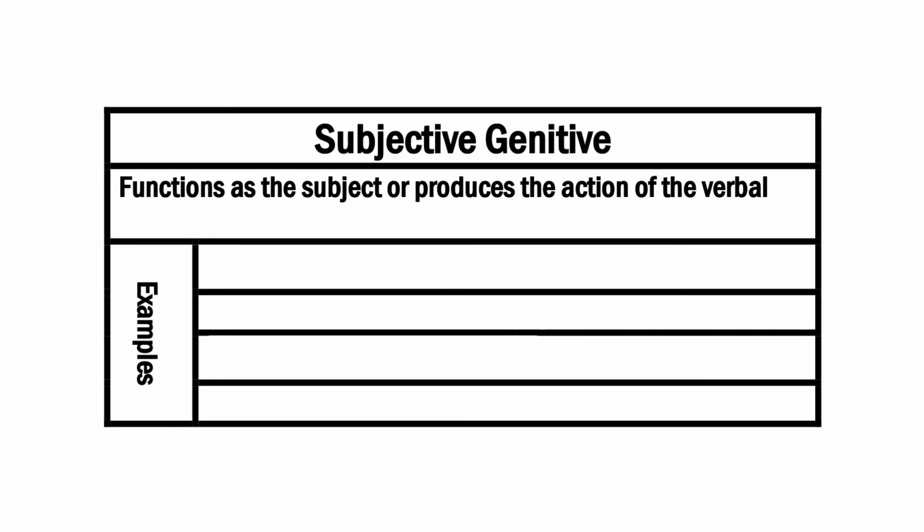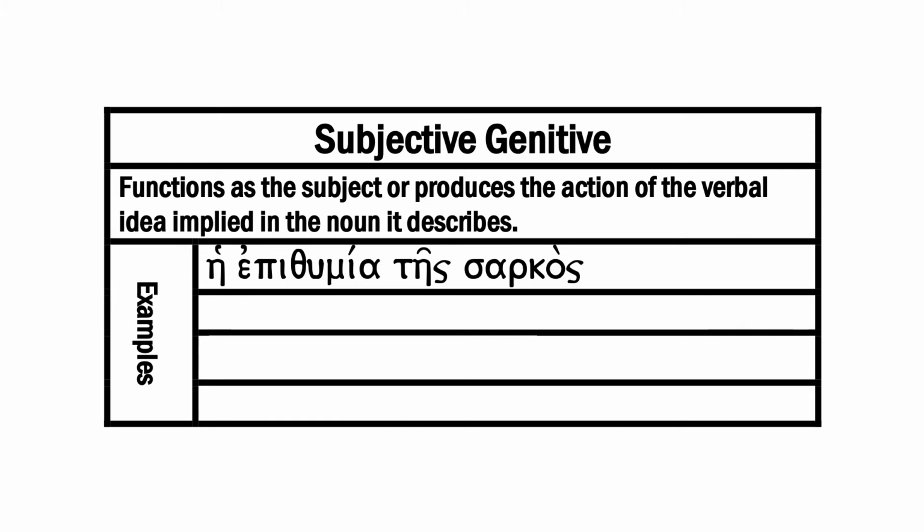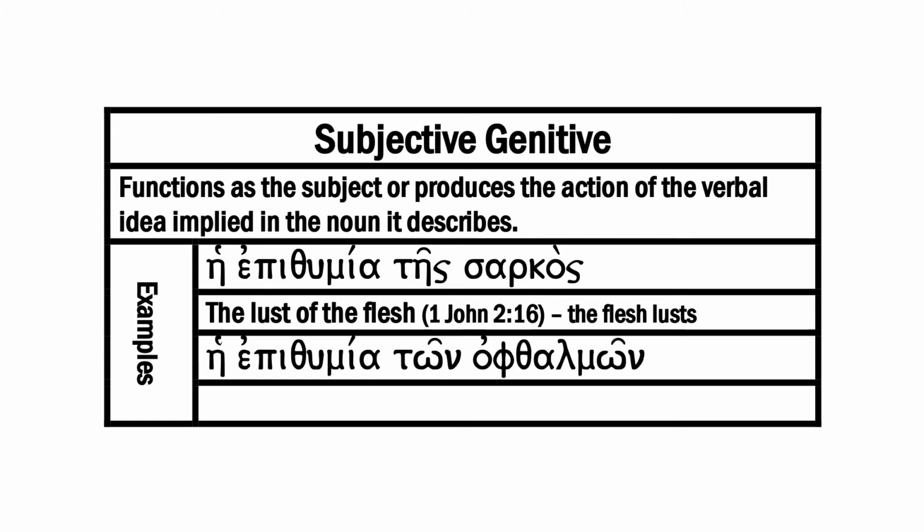And let's talk about the subjective genitive. It functions as a subject or produces the action of the verbal idea implied in the noun that it describes. He epithumia tes sarkos, the lust of the flesh, 1 John 2:16, or the flesh lusts. He epithumia ton ophthalmon, the lust of the eyes, 1 John 2:16, the eyes lust.